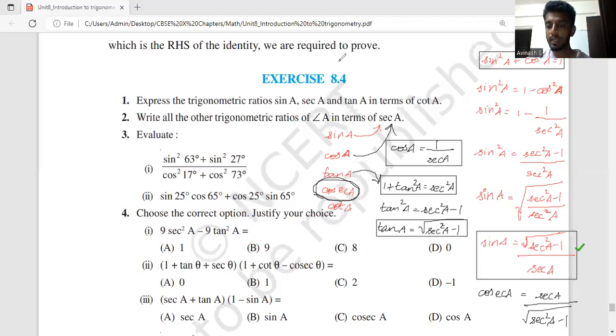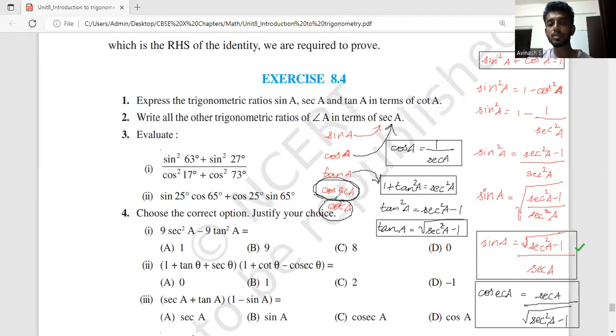This is something that we need to know. Cosec A can be found easily because we already have the value of sin A. So you have to completely take the reciprocal. So sec A will go to the numerator and root of sec square A minus 1 will come to the denominator. So that's how you get this answer.